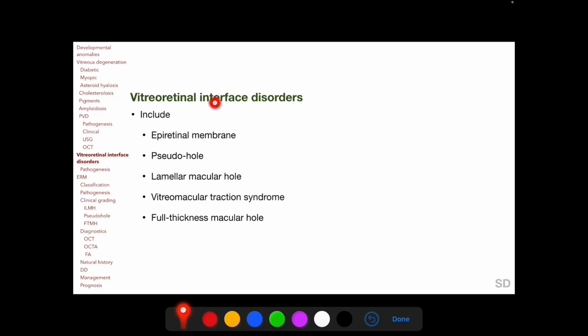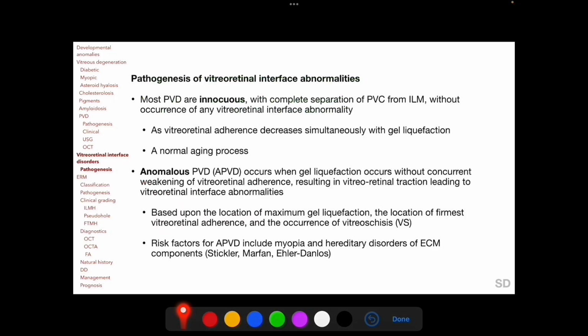Vitreoretinal interface disorders include epiretinal membrane, pseudo-hole, lamellar macular hole, vitreomacular traction syndrome, and full thickness macular hole. We will be discussing vitreomacular traction syndrome and full thickness macular hole in the next session.